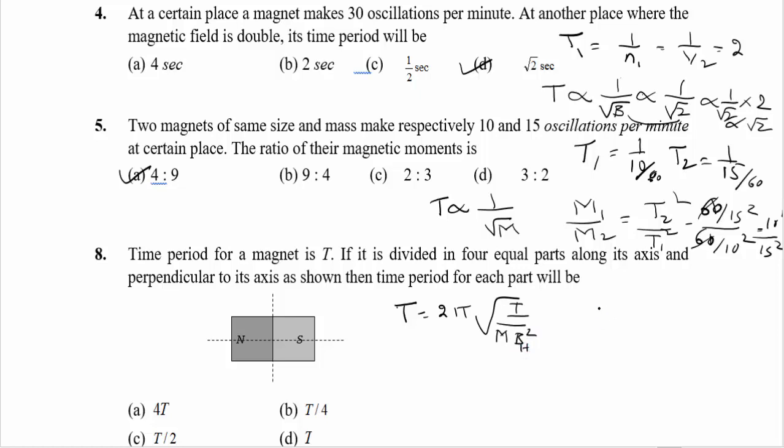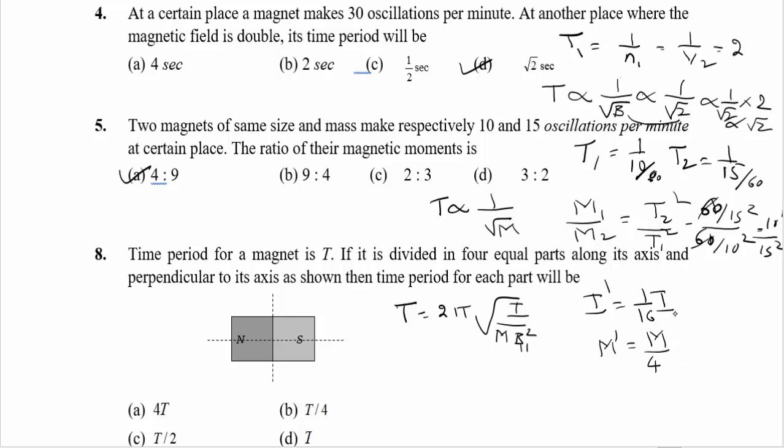Here, if you divide the magnet into 4 equal parts, the moment of inertia becomes 1/16th of the initial. The new magnetic moment becomes 1/4.